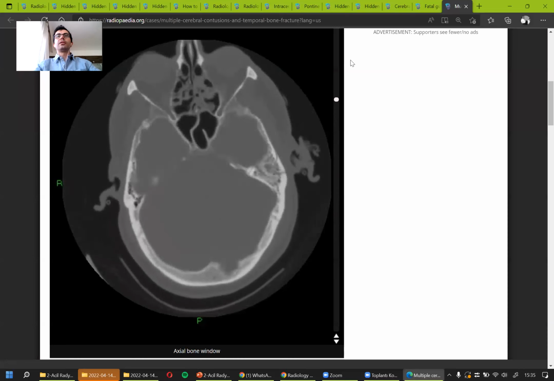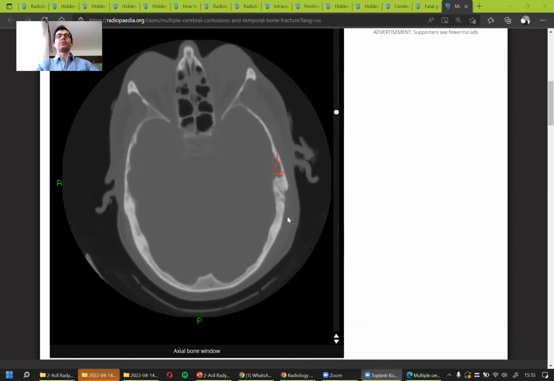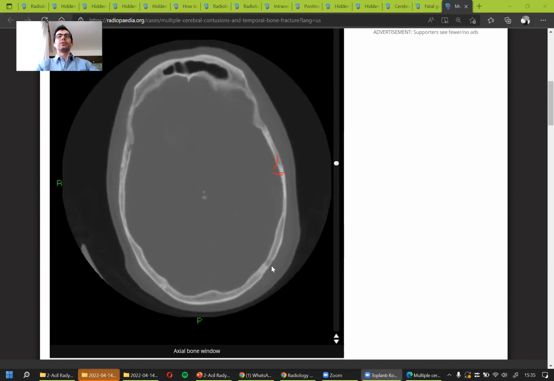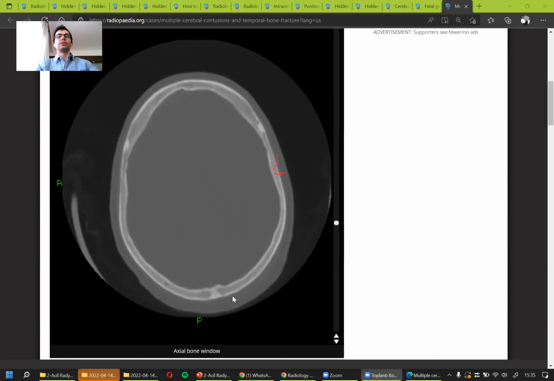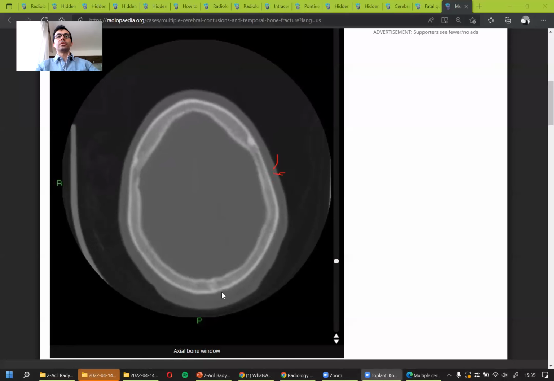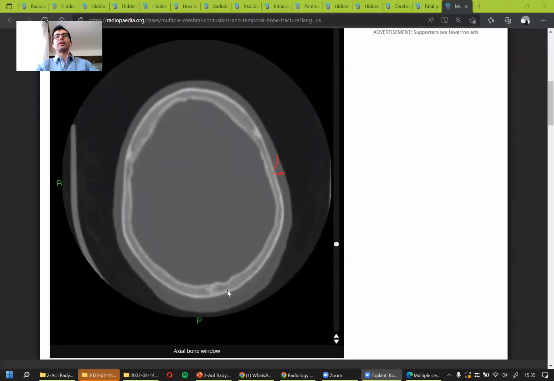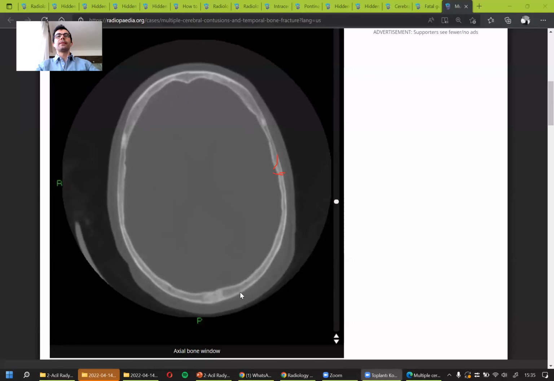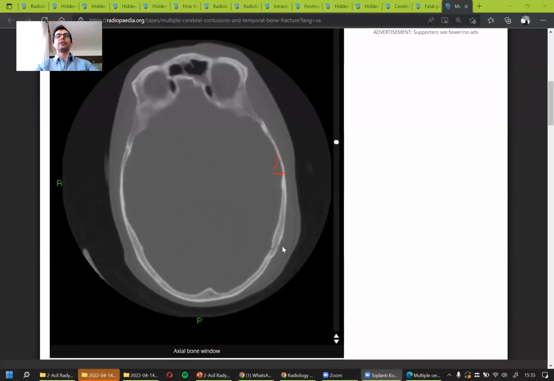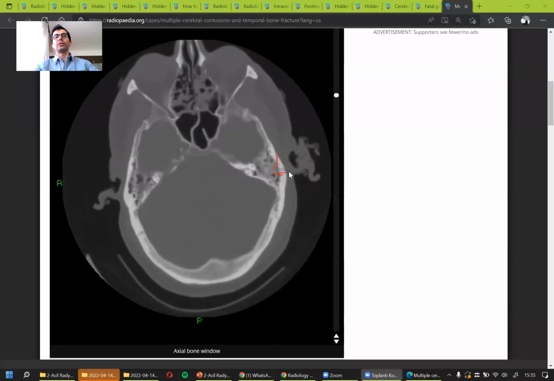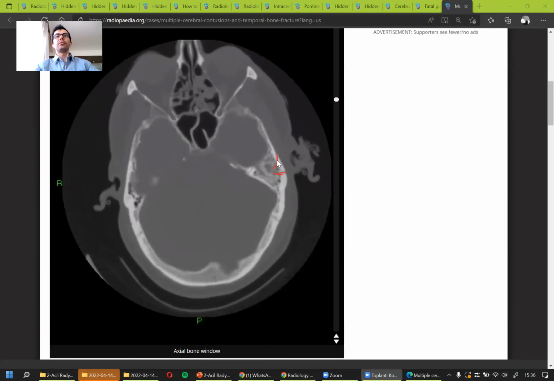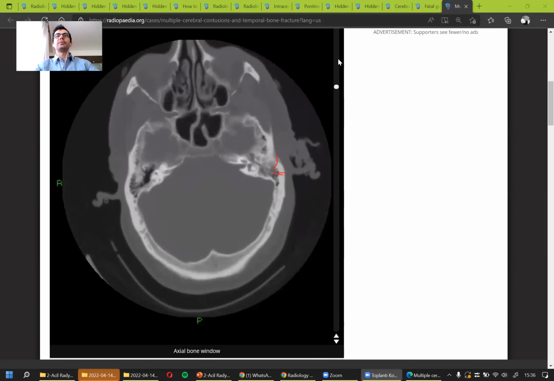We are seeing a fracture here, starting from the temporal space, and it goes up from here. All the way, I think it stops somewhere around the parietal bone. So we are also seeing a cranial fracture because the patient has fallen down. It goes all the way to the temporal bone, and that's the reason why the patient has bleeding from the ear. Okay.